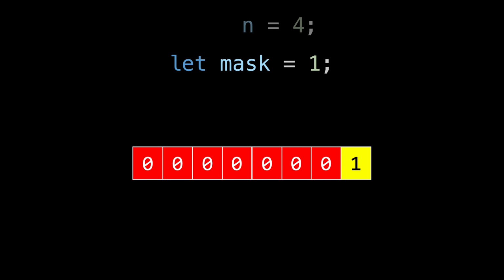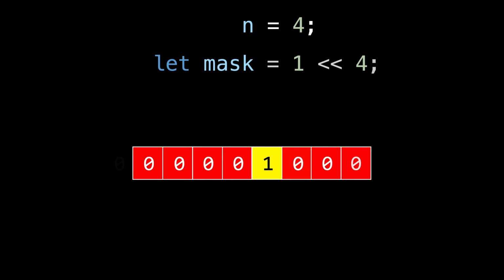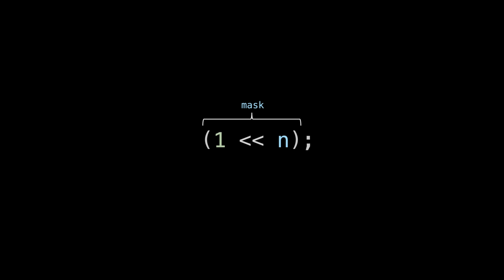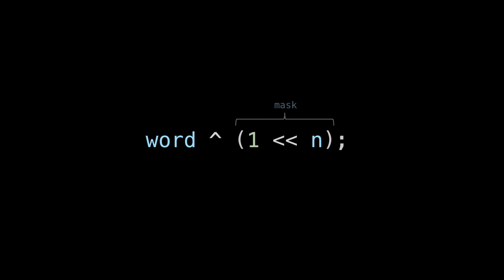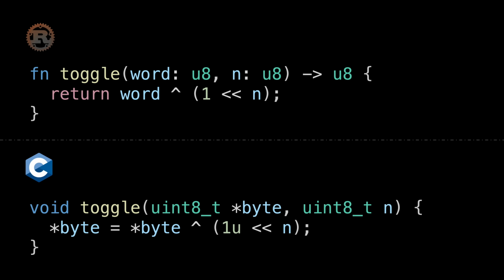So we start with the number 1, shift it left n positions, and once we have the mask, we XOR it with the original word. And that's how we toggle a single bit inside a word.